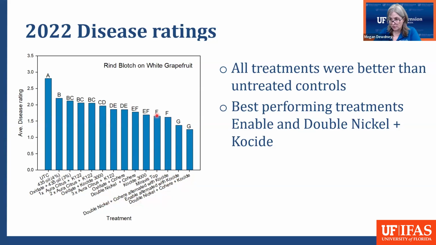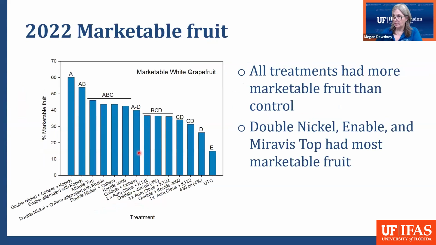This Moravis Top is looking very good in this first year of trialing, and Coside 3000 was pretty reasonable again. The double nickel with the Cohere itself wasn't too bad, but it looked like that copper gave it a little extra kick. When we looked at the number of marketable fruit, so this is anything with a rating of 1 or 0, so less than 4% of the surface area being affected.